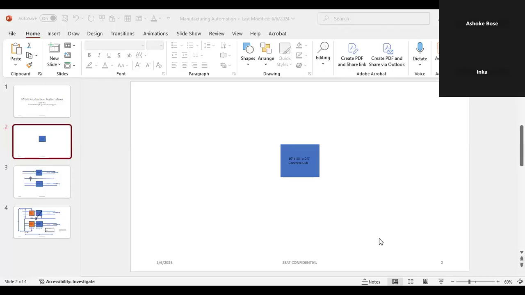Alt plus R. Okay, recording in progress.